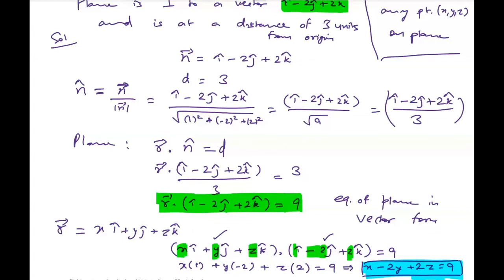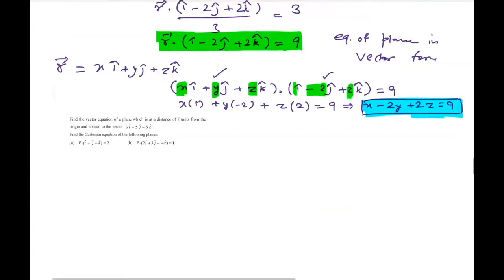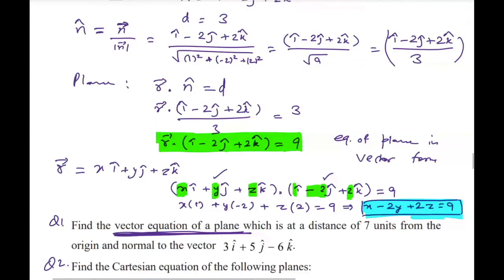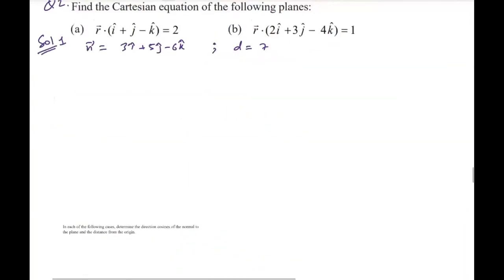Okay, let's take one question. You all need to do this question right now. First of all, in the question you can see we have been given n vector, which is nothing but 3i plus 5j minus 6k. And this is the distance of the plane from origin, which is nothing but 7. So d is also given. What is the formula for the equation of plane? The equation of plane is r vector dot n cap equals to d.